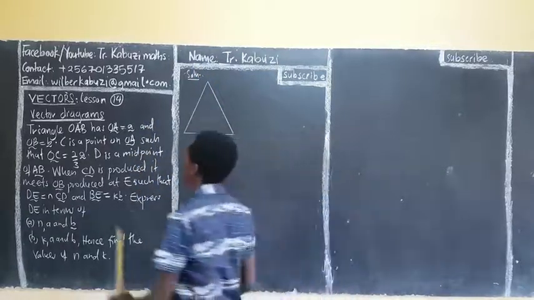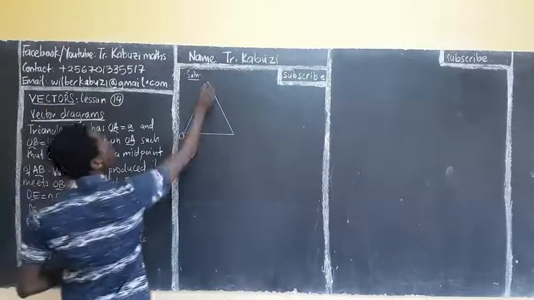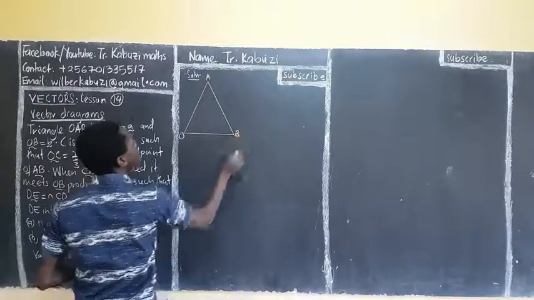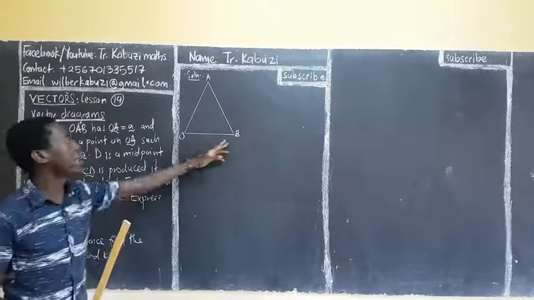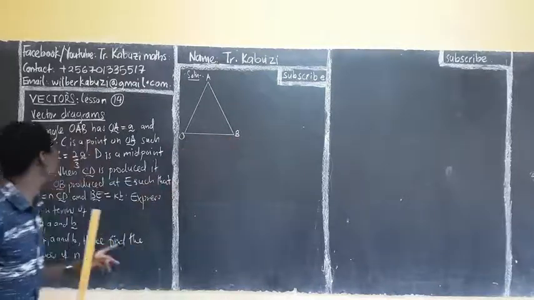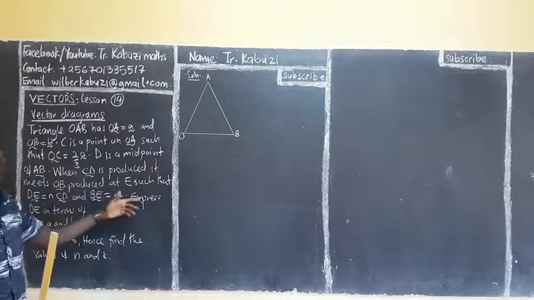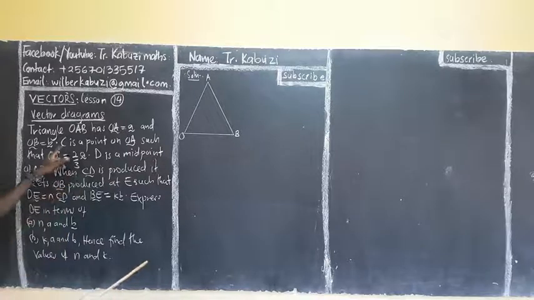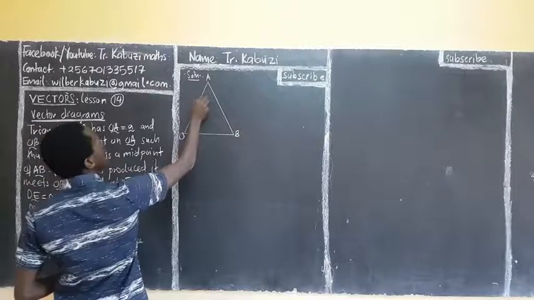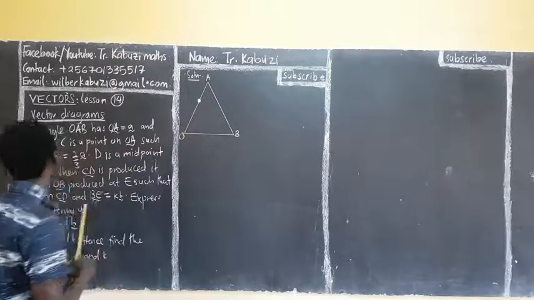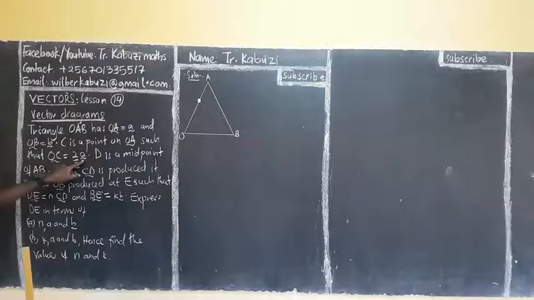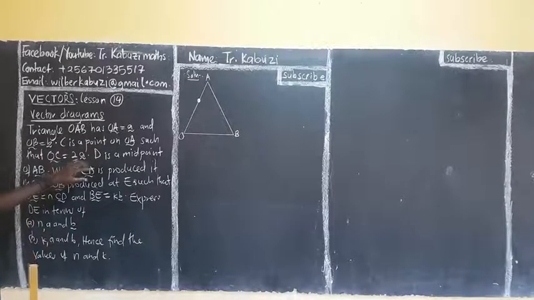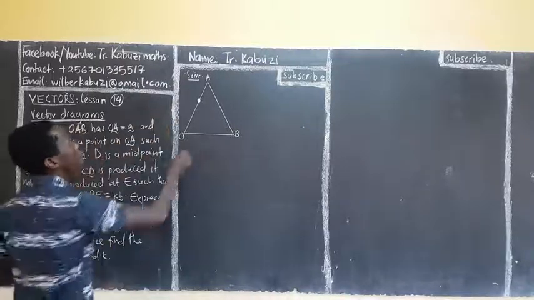In triangle OAB, why am I putting OB on the lower side? Because OB is going to be produced, so it's better I put it down. C is a point on OA such that, so C is here. I'm assuming C is there, because OC is two-thirds of vector OA, so OA has 3 parts, and that's why this one is having the big portion. So this is my point C.